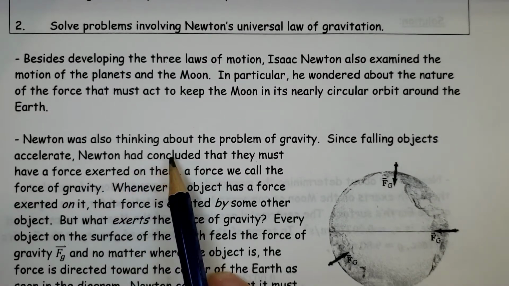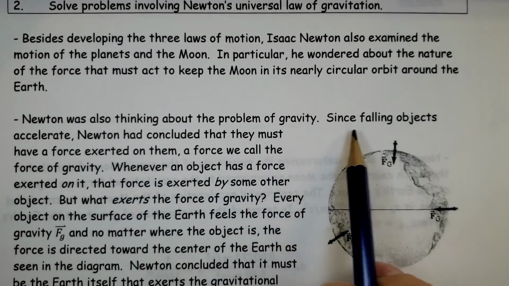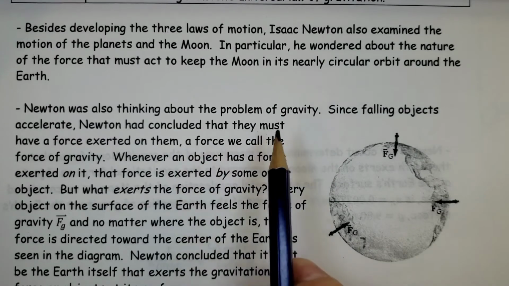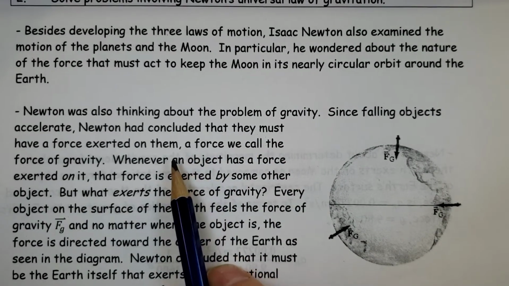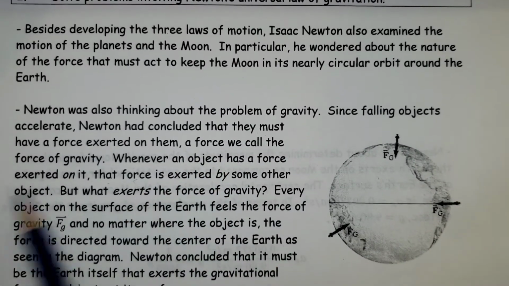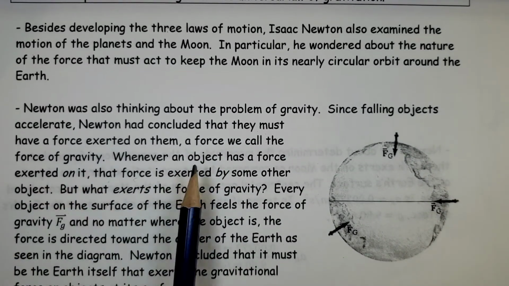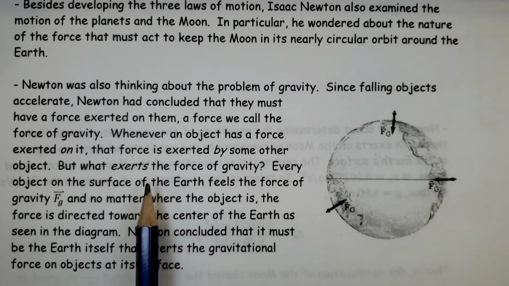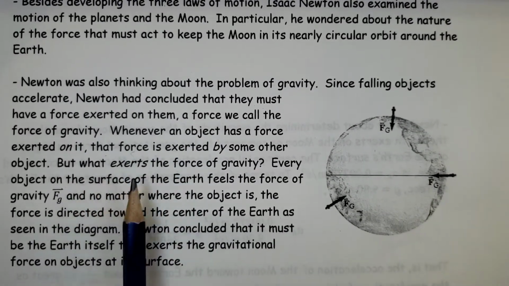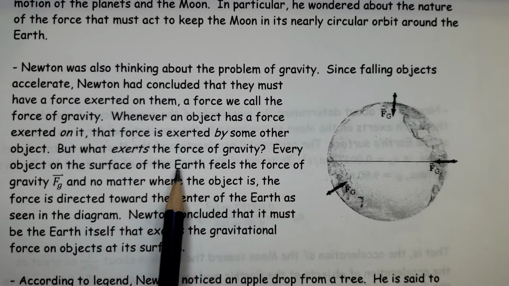Newton was also thinking about the problem of gravity. Since falling objects accelerate, at little g of course, Newton concluded that they must have a force exerted on them, a force that we call the force of gravity. Whenever an object has a force exerted on it, the force is exerted by some other object. But what is it that exerts the force of gravity?